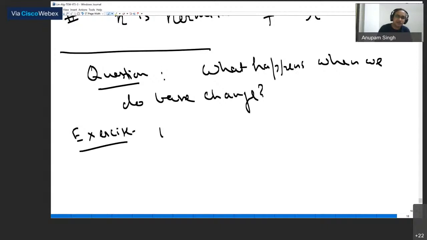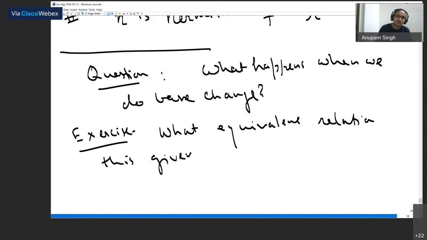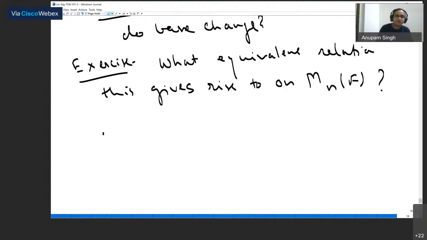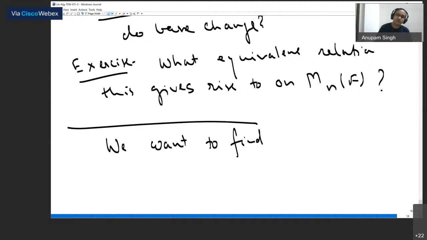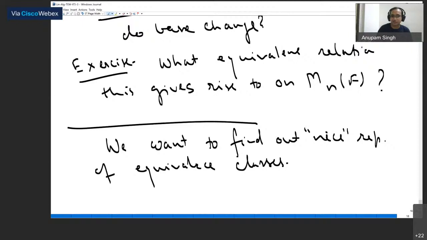Exercise: what equivalence relation does this give rise to? It will give rise to an equivalence relation on M_n(F). Figure this out. And again, the question is to find the equivalence classes, and nice representatives of the equivalence classes. This is the question we ask.